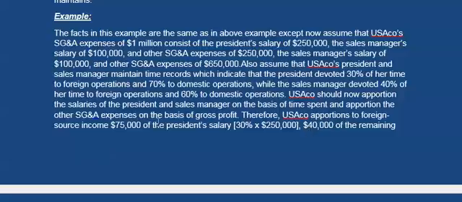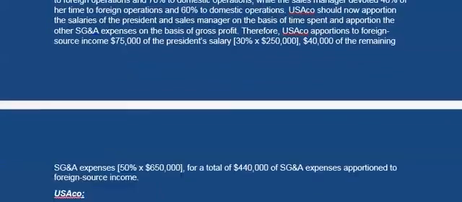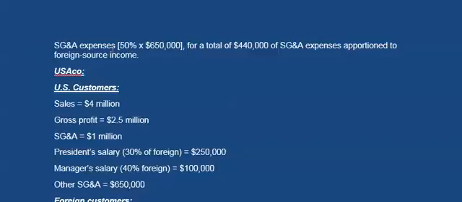USACO should now apportion the salaries of the president and sales manager on the basis of time spent and apportion the other SG&A expenses on the basis of gross profit. Therefore, USACO apportions to foreign source income $75,000 of the president's salary, which is 30% of 250,000, $40,000 of the sales manager's salary, and $325,000 of the remaining SG&A expenses, that is 50% times 650,000, for a total of $440,000 of SG&A expenses apportioned to foreign source income.